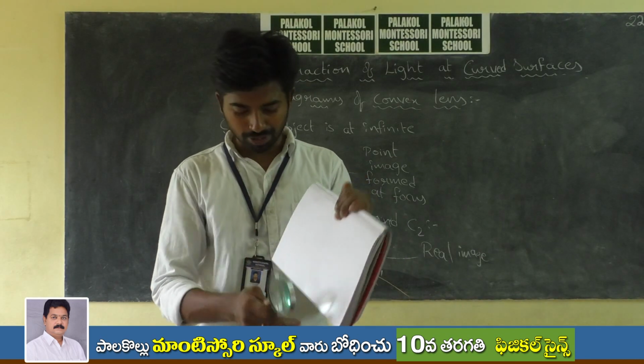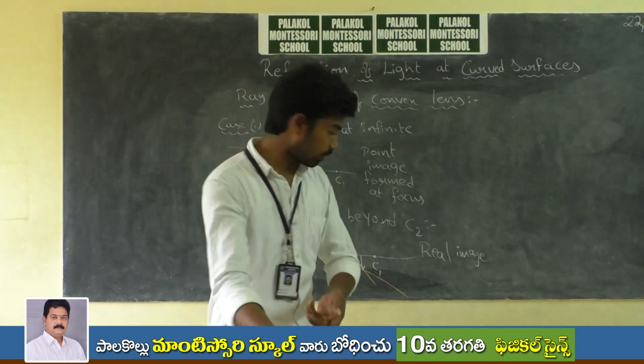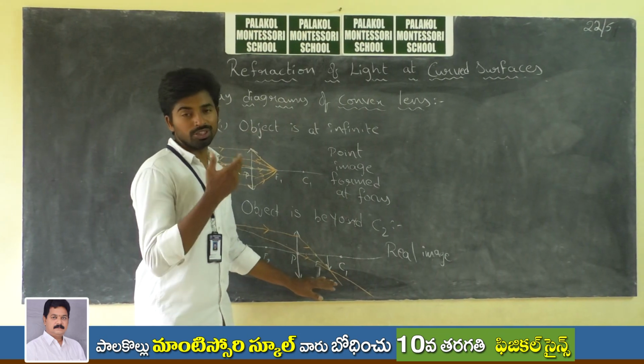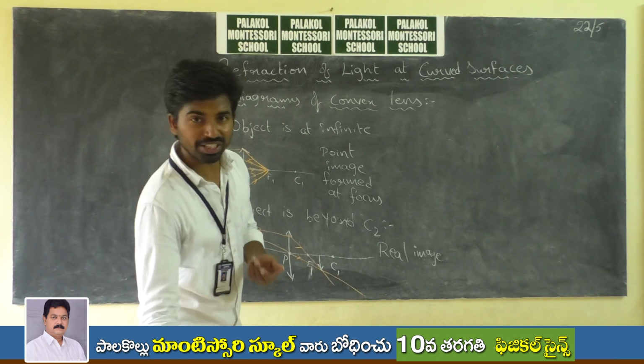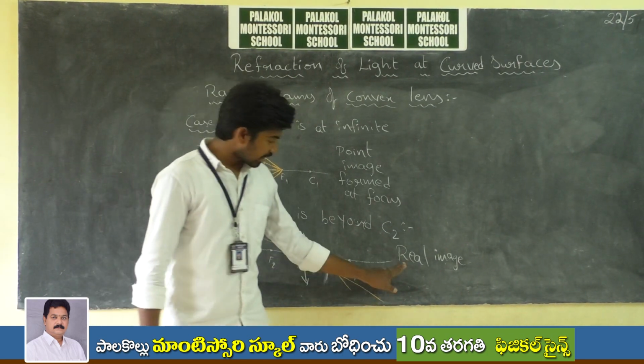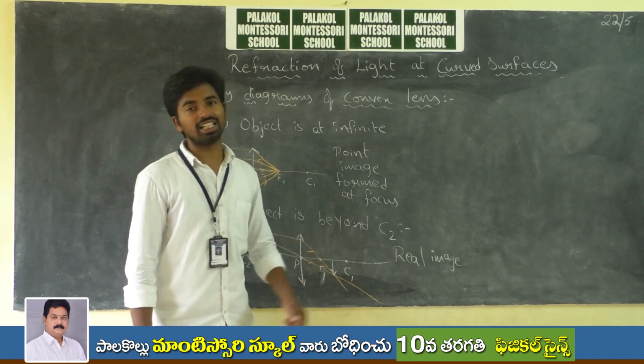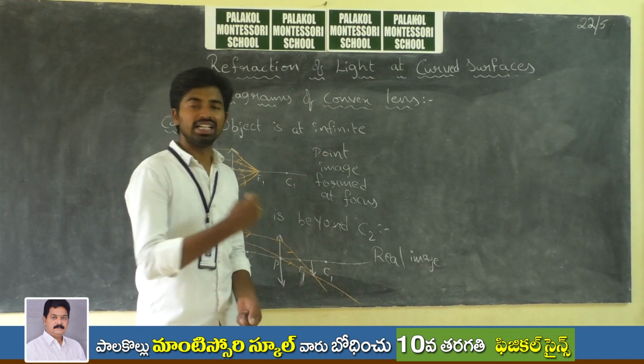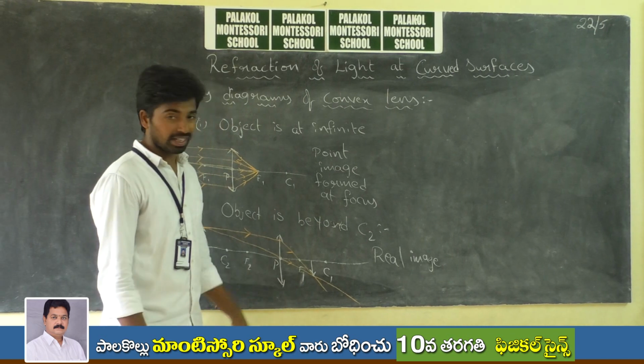So this image will be called a real image. Those images cannot be viewed through your eyes. Those images will be observed only when they are projected on the screen. Such images are called real images. The images which can be captured on the screen are called real images.